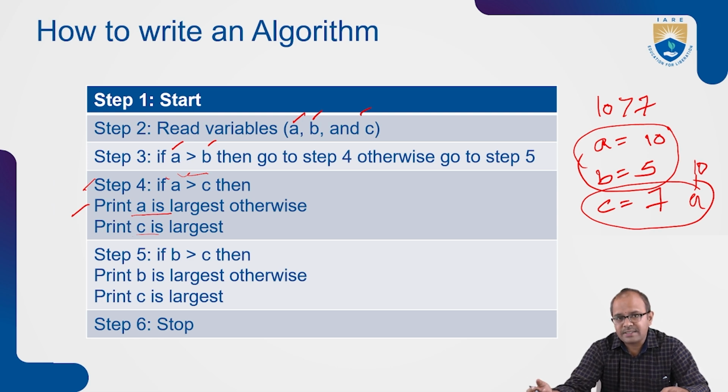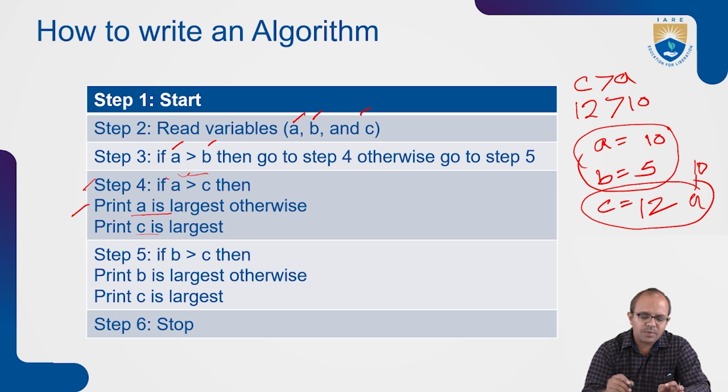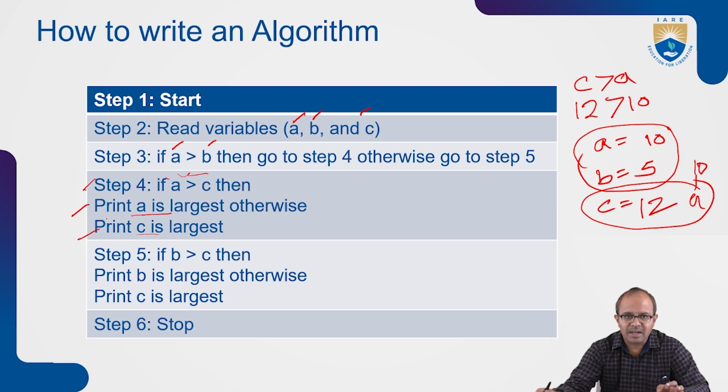If it fails, in the sense, suppose the value of C is further greater. Let us say the value of C is 12. Now in step 4, we compare the values of A and C. We made a conclusion that 12 is greater than 10. That means C is greater than A. So in the if condition, if the statement fails, in the sense C is greater than A here, then you can print C is largest. This is what is written in step 4.